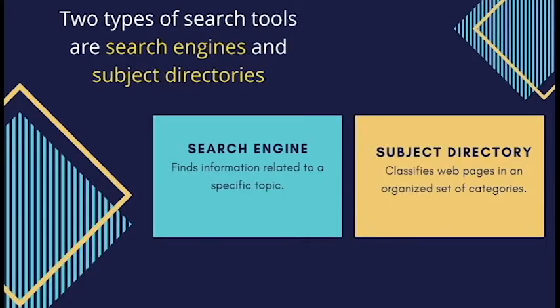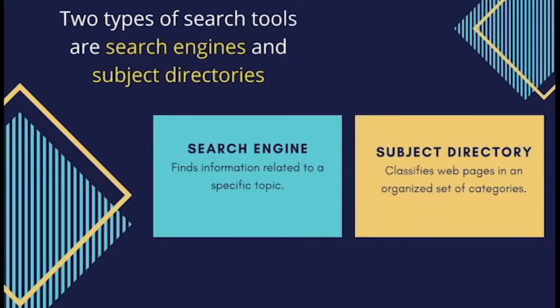Two types of search tools are search engines and subject directories. What are their differences? A search engine finds information related to a specific topic. It is a web-based tool that enables users to locate information on the internet. For example, the very popular search engines are Google, Yahoo, MSN, and others.